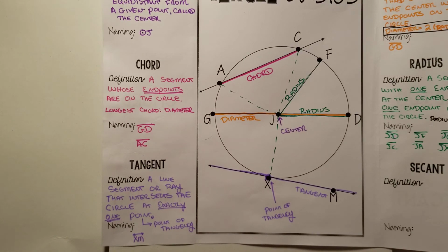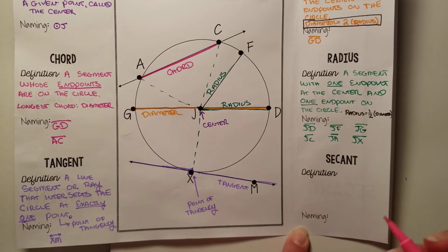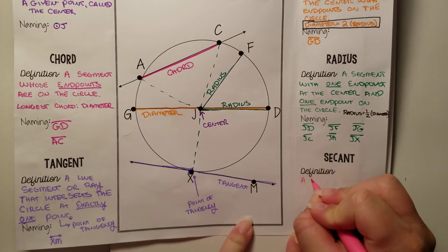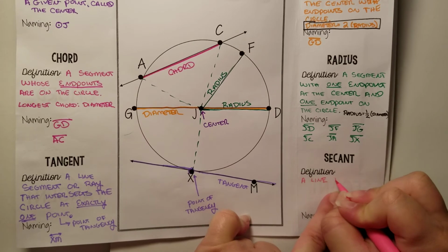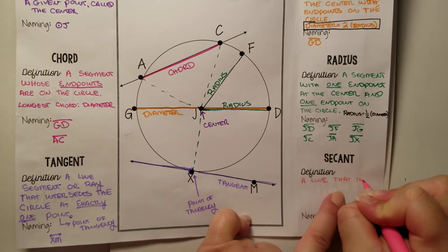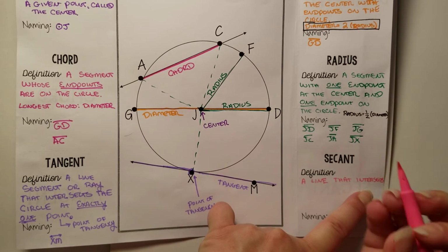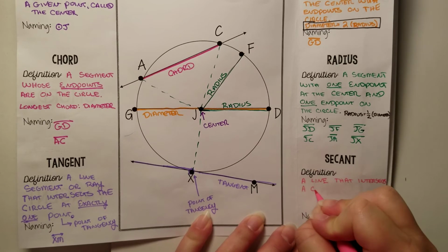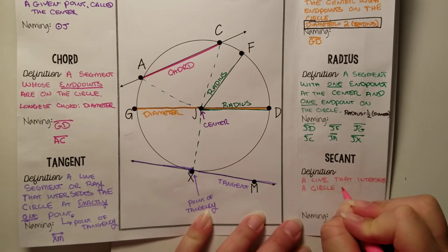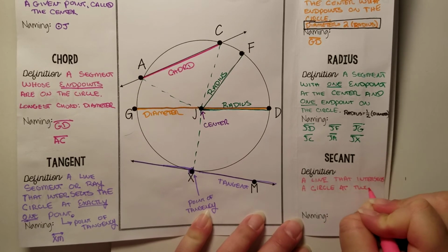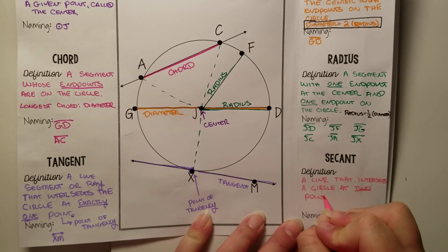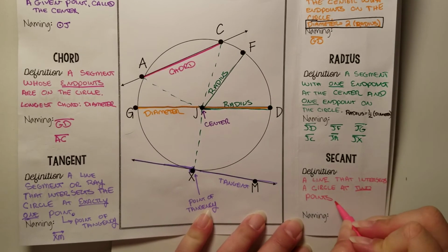And finally, we have the secant. So a secant is a line that intersects a circle at 2 points. So a line that intersects the circle at 2 points.